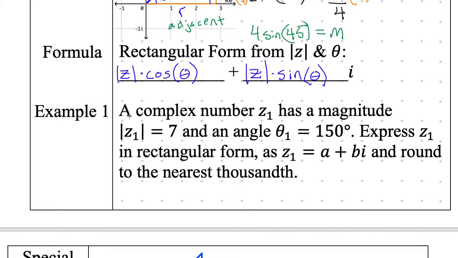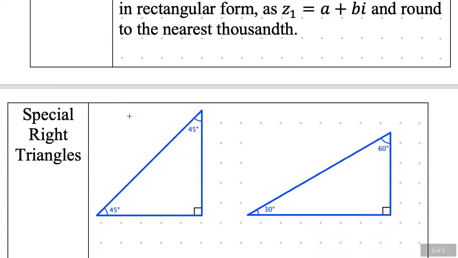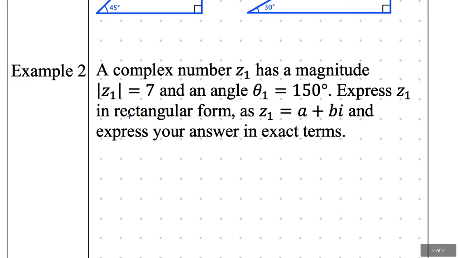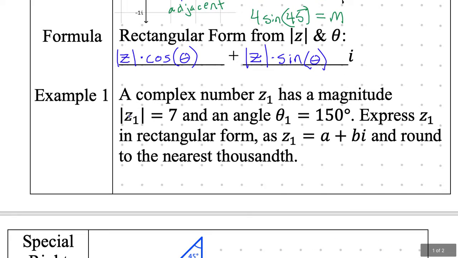I know that it's a plug and chug question because it says round to the nearest thousandth. So I plug it into the calculator and it spits it out. But if it said, alternatively, down here in example number 2, express your answer in exact terms, that means you have to use a square root somewhere in your answer. Well, unless it's a nice number like 1 or 2, you don't need a square root. So this one is just a plug and chug.